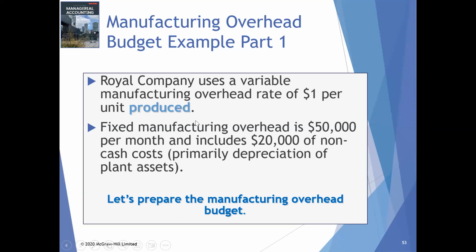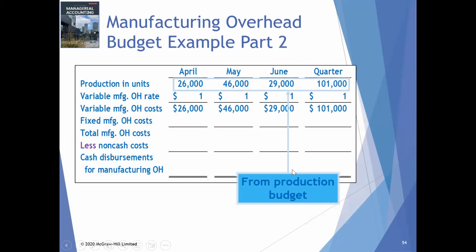Whatever the number of units that we produce, $1 per unit is a variable cost, right? Now the fixed manufacturing overhead will be 50,000 per month, which includes $20,000 for non-cash cost. Non-cash means cash is not involved, but it is still an expenditure. That is depreciation, a non-cash expenditure on the plant.